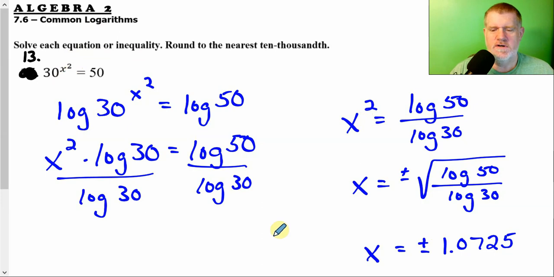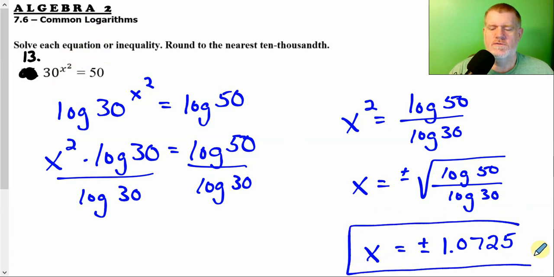So is that about right? Let's see. A number close to that is 1. 1 squared is 1. 30 to the first power, is that close to 50? It's okay. This seems a reasonable answer, so we'll take it.